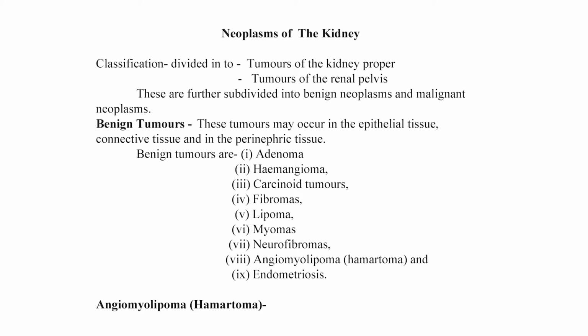Always remember. And the next entity in the benign tumors of the kidney is the angioma. This tumor usually occurs in young adults. The main complaint is profuse hematuria. One can easily diagnose this condition by renal angiography.